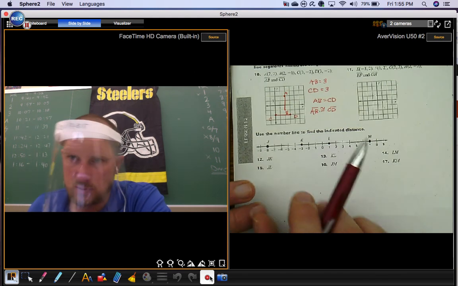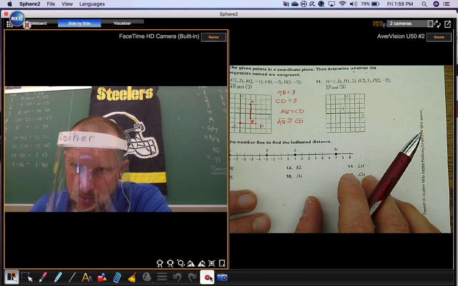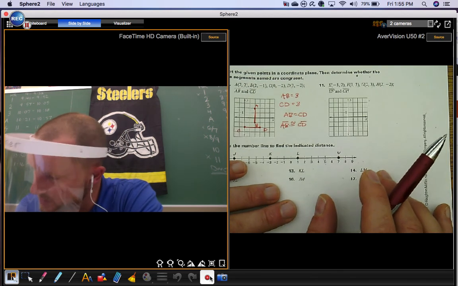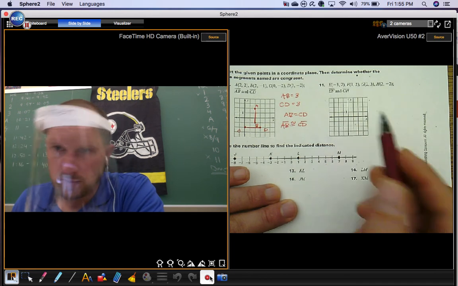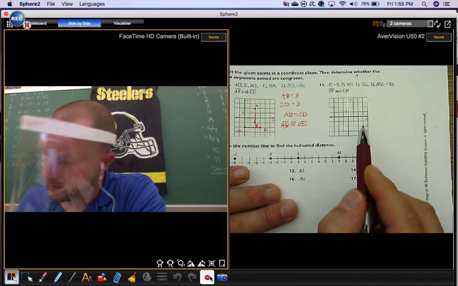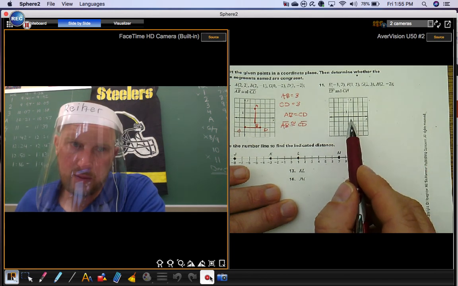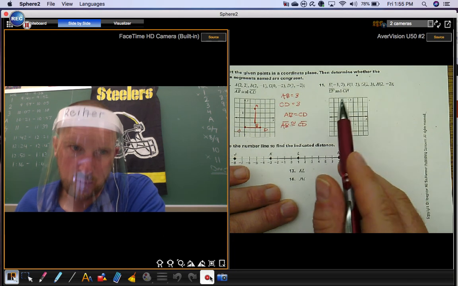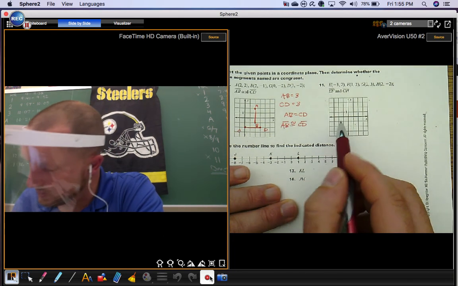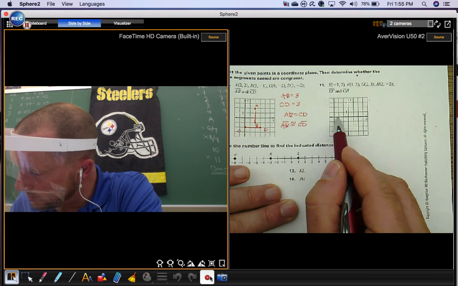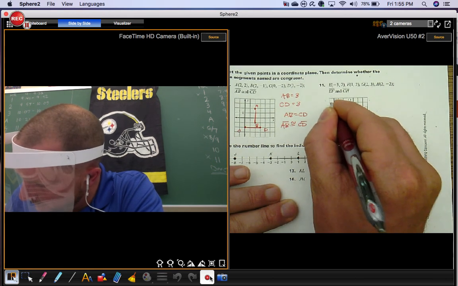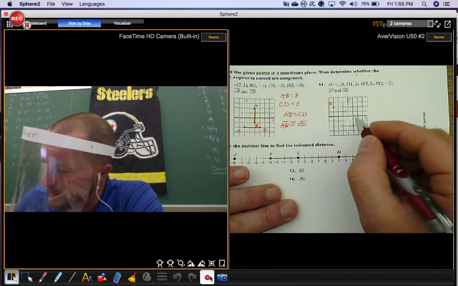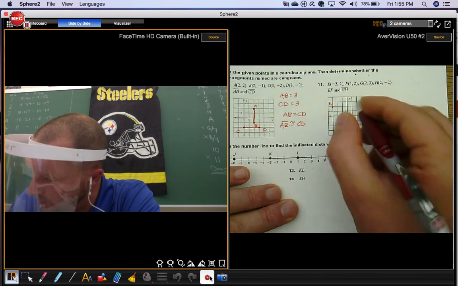Number 11. Same type of thing. You have some different ordered pairs. E lives at negative 3. Let me notice my scale first. We're still counting by ones. Okay, that doesn't always happen, but we are in this one. It's always good to look first. 1, 2, 3 to the left and 2 up. That's point E. Point F lives 1 to the right and 2 up.